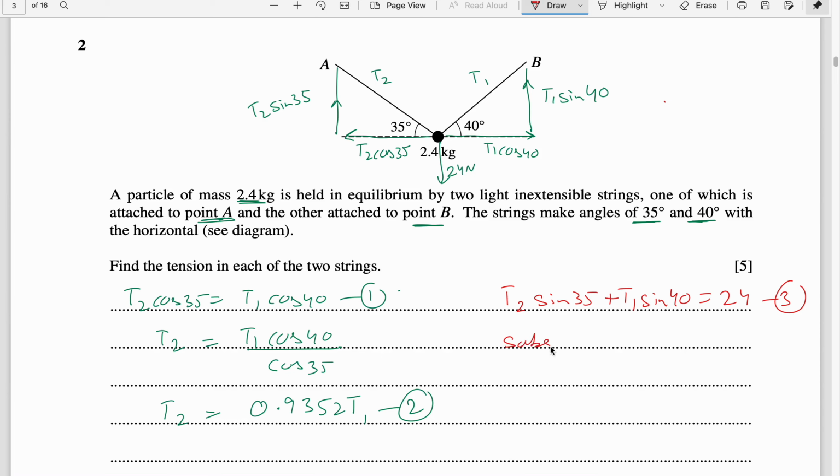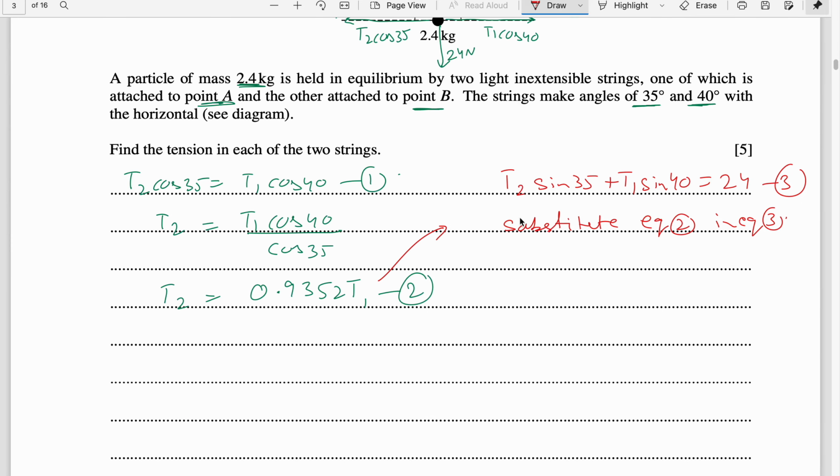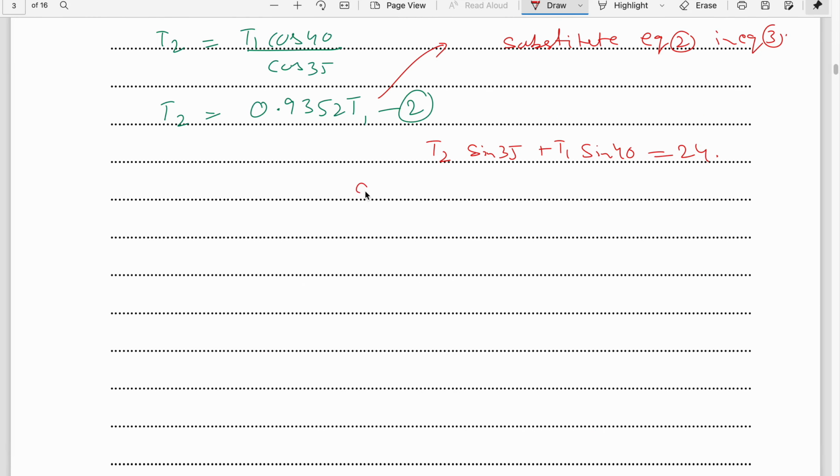Now we substitute equation 2 in equation 3. So we bring this here and substitute. I'm rewriting the equation: T2 sine 35 plus T1 sine 40 equals 24. The value of T2 is 0.9352 of T1, times sine 35, plus T1 sine 40 equals 24.